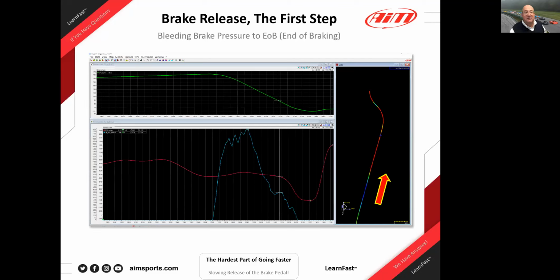Brake release, the first step. So this is basically the 4-step in a 5-point program. We're bleeding the brake pressure to the end of braking. My colleague and friend Ross Bentley talks about establishing the end of braking as not being the end of the straightaway, but rather deeper into the corner, closer to the apex area is the true end of braking. And that's what we're seeing right here.